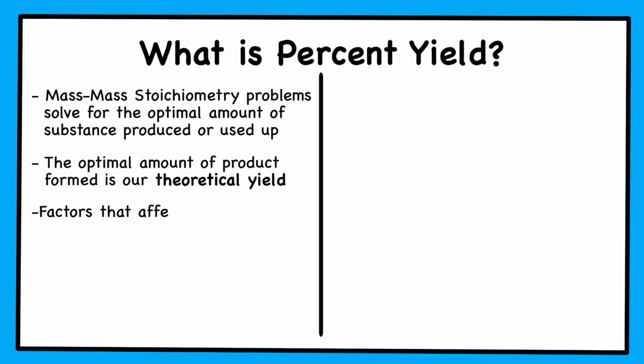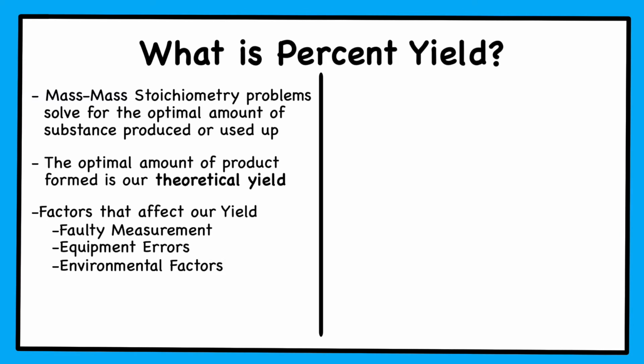Whether it's because of faulty measurement, equipment errors, or environmental influences, the amount of product we produce in a reaction is rarely the same as the theoretical yield. The actual yield is the amount of product we actually produced when a reaction is completed. It is important to know the difference between both the theoretical and actual yield for a given reaction. By knowing these, we can calculate how effective our chemical reactions were.